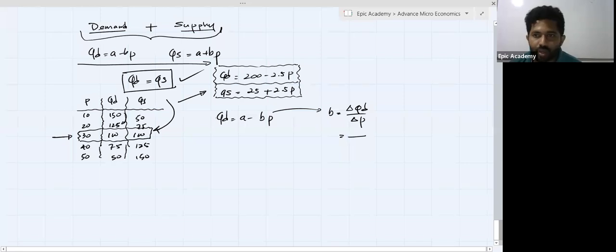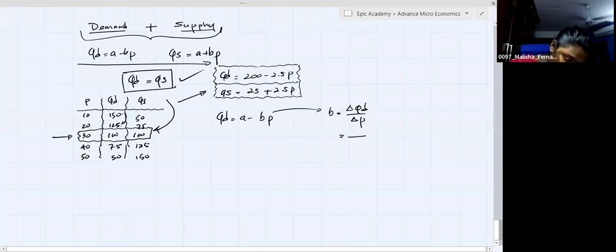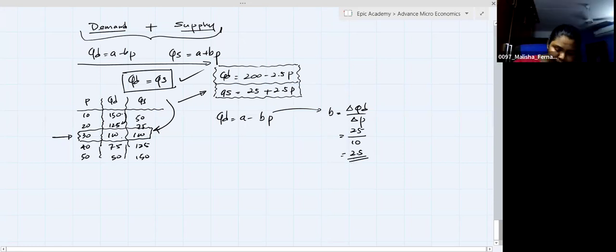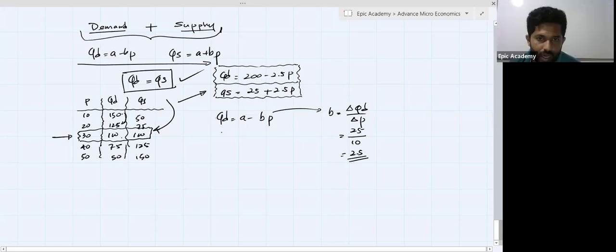The difference is just 25, from 150 to 125, 100, something like that. Delta P means the difference of two prices. It is just 10 rupees. And 25 divided by 10 is 2.5. So that means the B value is 2.5.